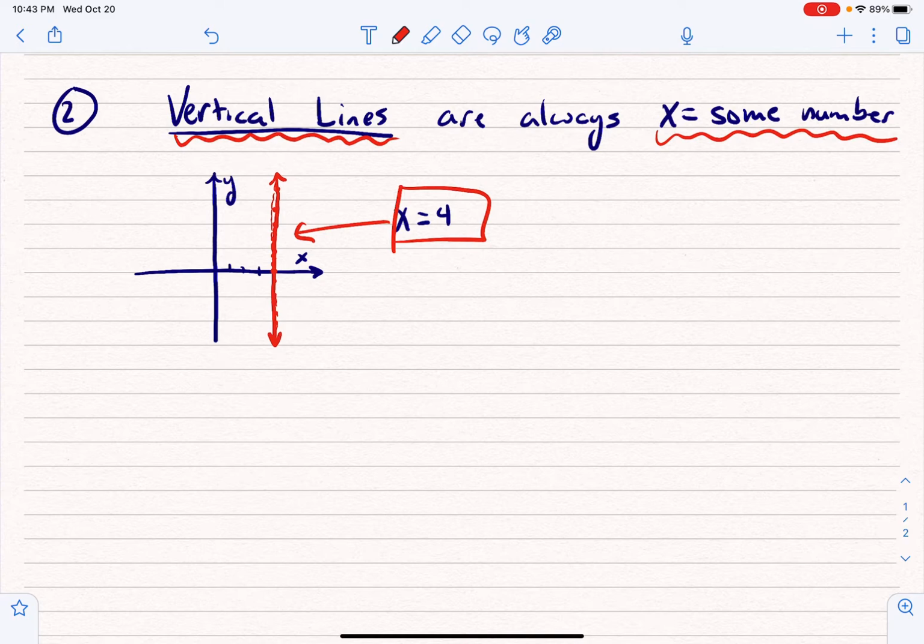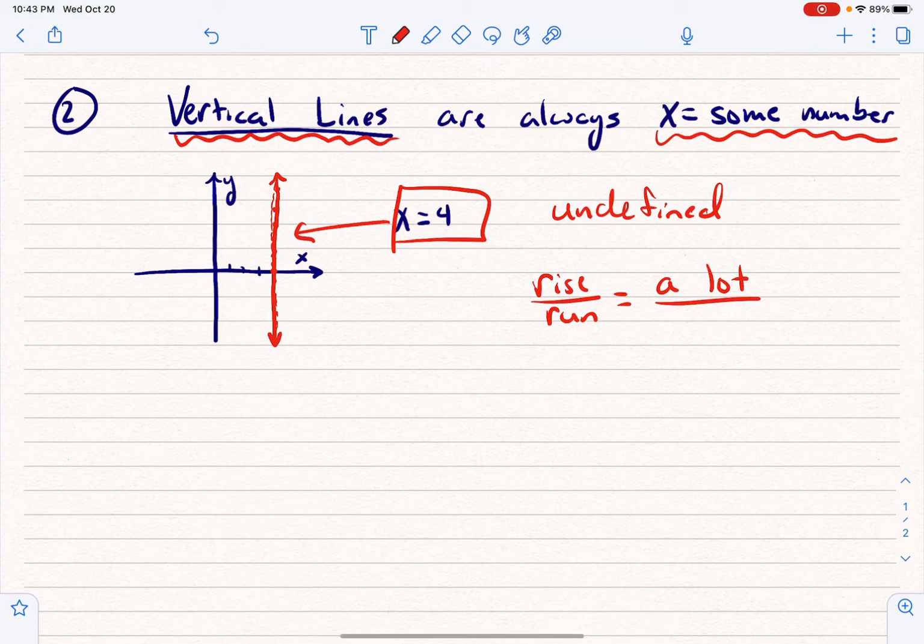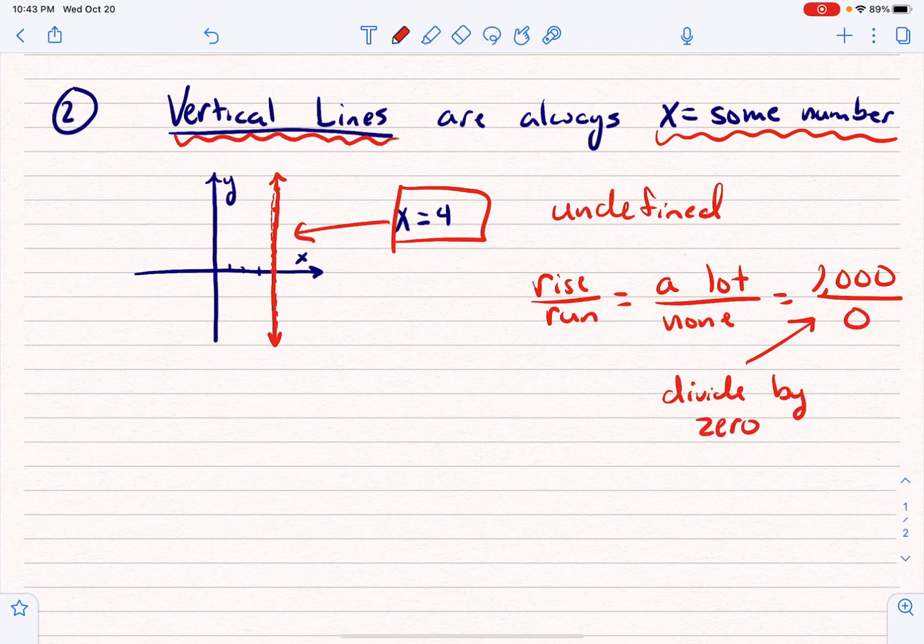Now, if someone wanted to talk to you about the slope of that one, you'd say the slope is undefined. That might sound like a weird word, but undefined means it doesn't even have meaning. And here's why: slope is rise over run. It rises a lot, but it runs none, which means you have, let's say, 1,000 over none, 0. And you are never allowed to divide by 0. That is bad.